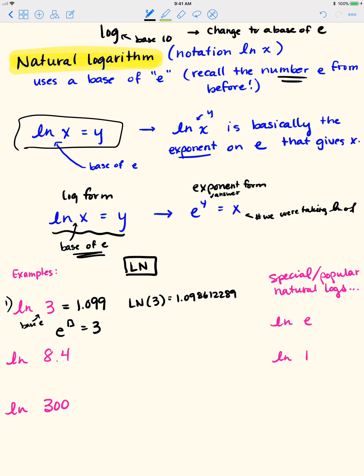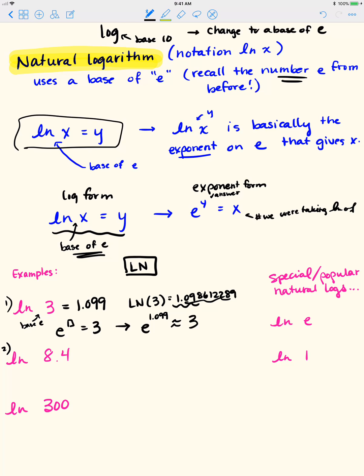And what that 1.099 means is if I take e and raise it to the 1.099, you'd have to keep all the decimals, but it would give you that 3 that you were looking for. So if you took your calculator and raised e to that entire power without rounding, you'll get the number 3 back. If you round, it's going to get really close to 3. So the natural log of 3 is 1.099.